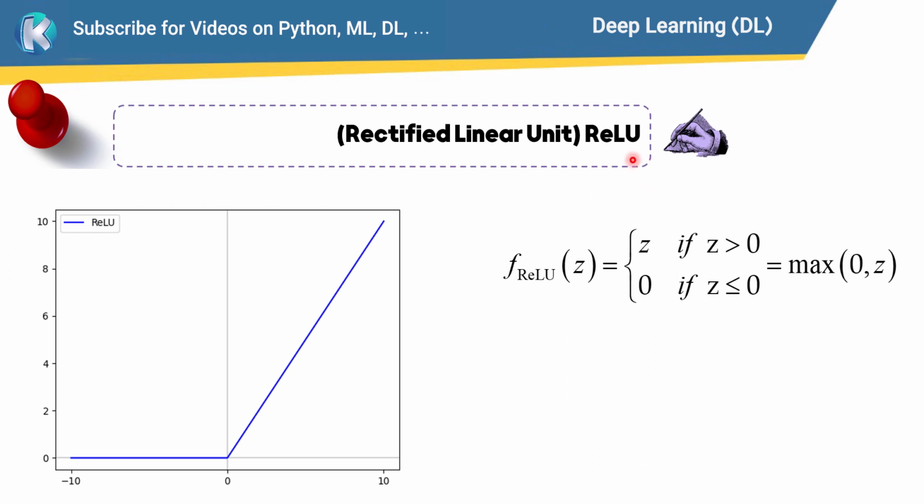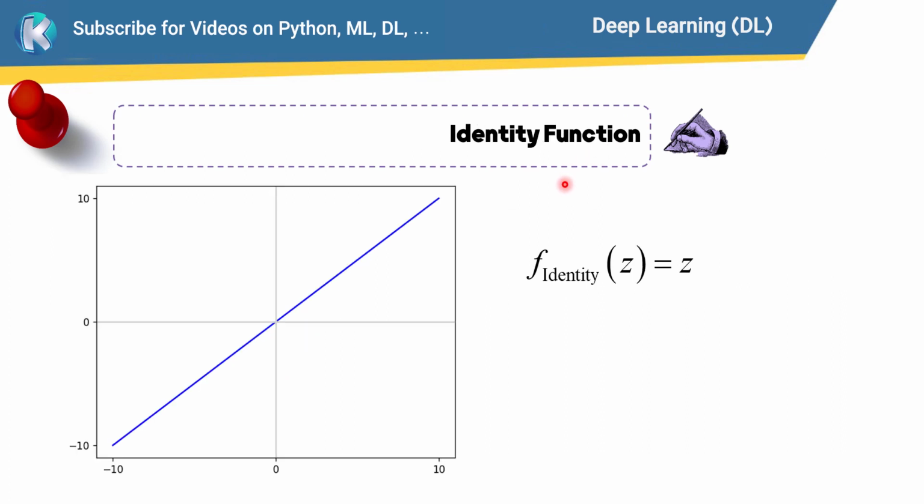And as you can see, the output of the ReLU activation function cannot be negative. So it's very good for cases in which the output cannot be negative. For example, the price is an example in which the output cannot be negative. So in these cases, the ReLU activation function is very good. But for example, there are some cases in which the output can be negative. So in those cases, we can use the identity activation function.